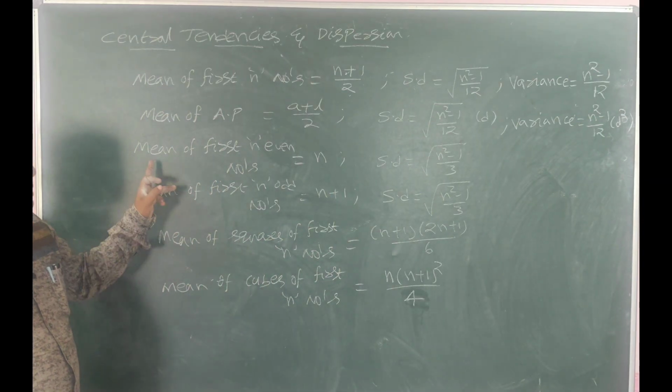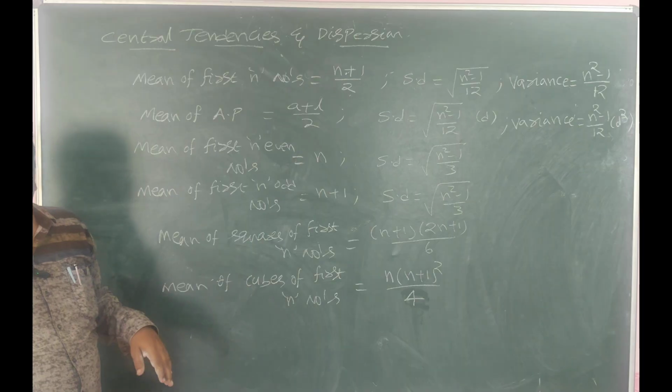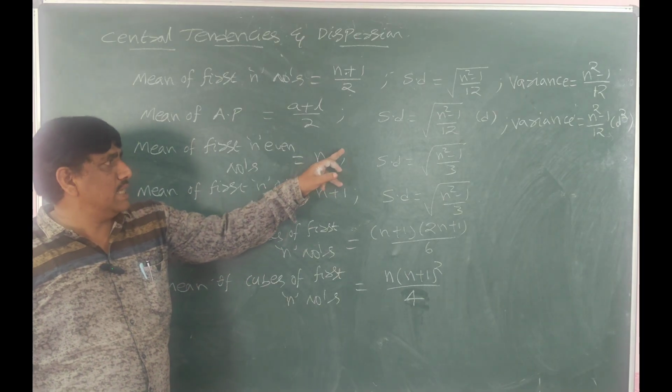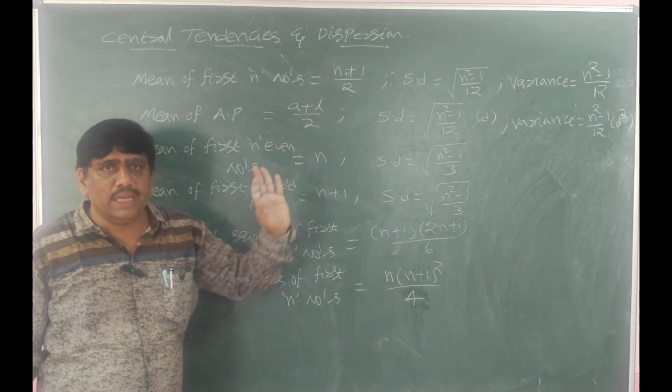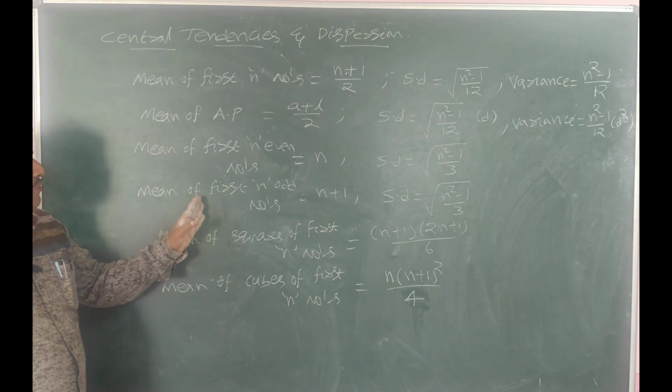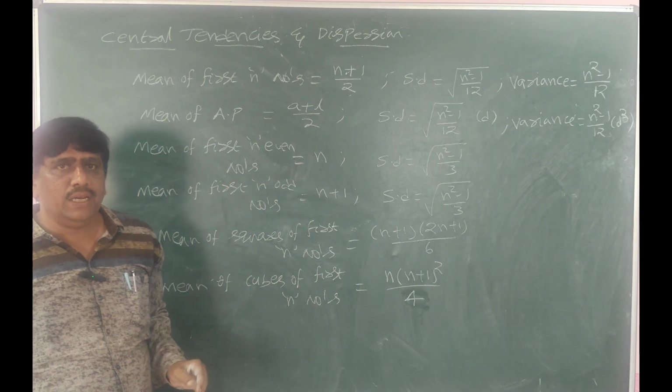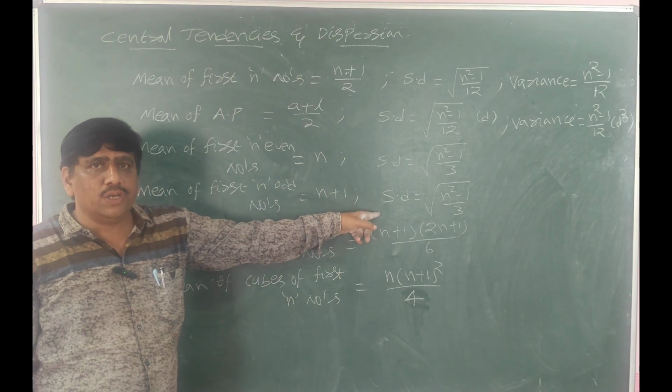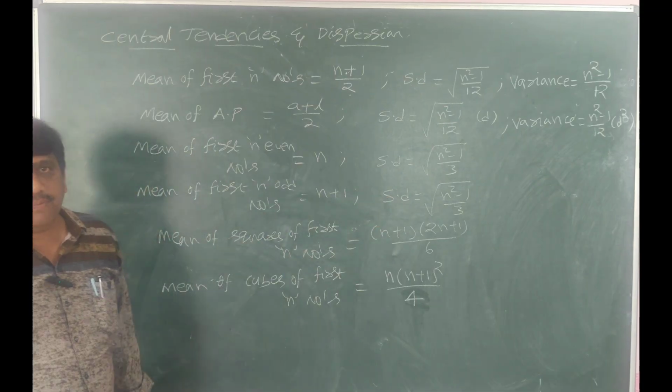Similarly, the mean of the first n even numbers, formula is n plus 1, and the SD for the first n even numbers, formula is root of (n square minus 1) by 3. Mean of the first n odd numbers, formula is n. The SD for the first n odd natural numbers, root of (n square minus 1) by 3 is the formula.